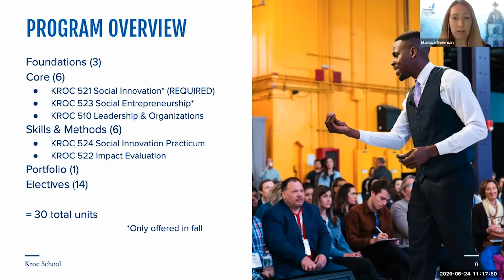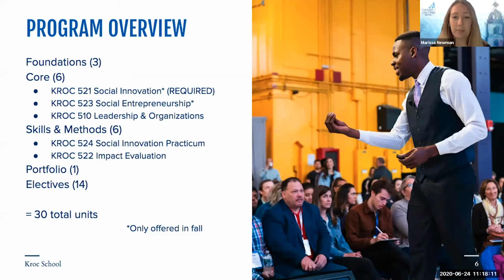So if you are a full-time student and you are trying to complete your MOSSE degree by May, you will need to take Kroc 521, Social Innovation, this fall. And if you would like to take Social Entrepreneurship, you'll want to take that this fall as well, as you will not be able to in the spring.